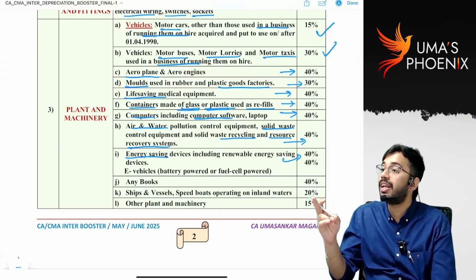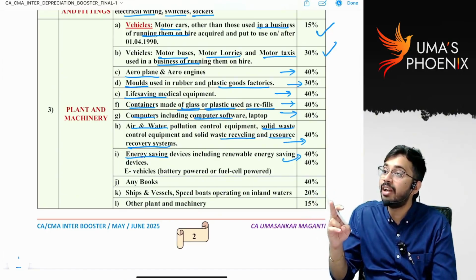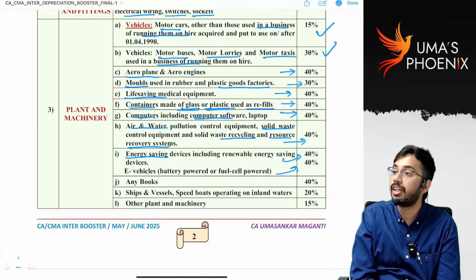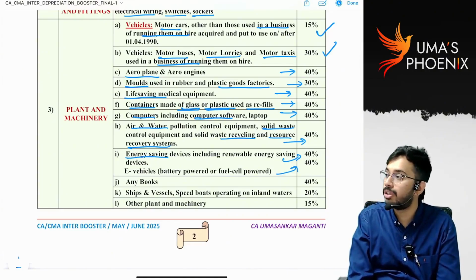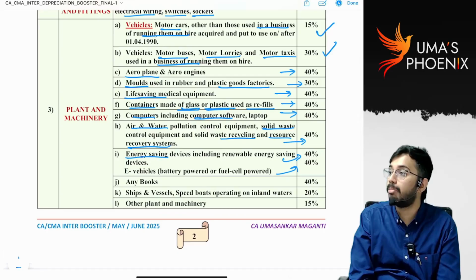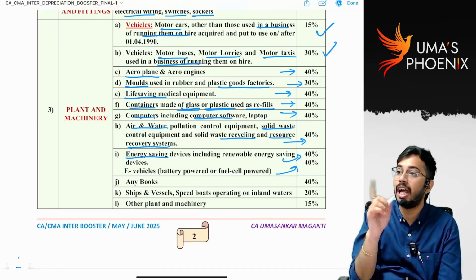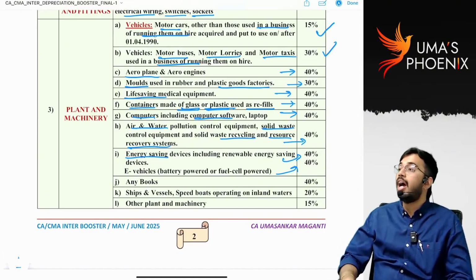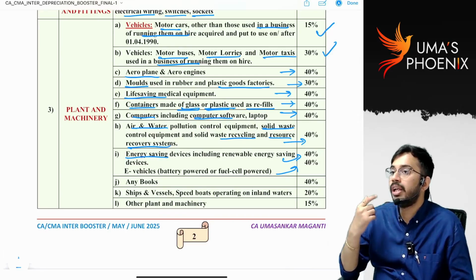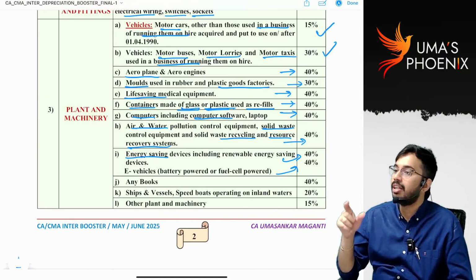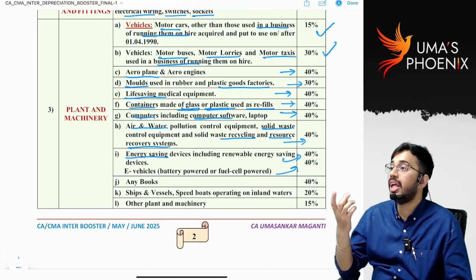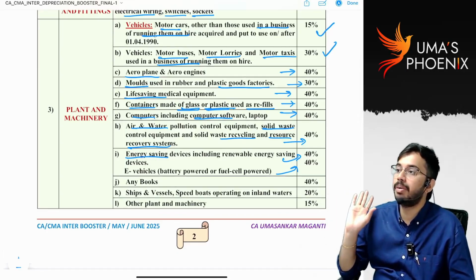Listen. If the car is an electric car, if the vehicle is an electric vehicle, the rate of depreciation applicable is 40%. I don't know whether you know this or not. Normal motor car is 15%, 30%. Electric car is 40%. I will tell another point. Electric cars are of two types. Fully electric car, and second one is hybrid. That means to some extent they go on diesel or petrol, then they switch to battery. Even on those cars the rate of depreciation applicable is 40%.